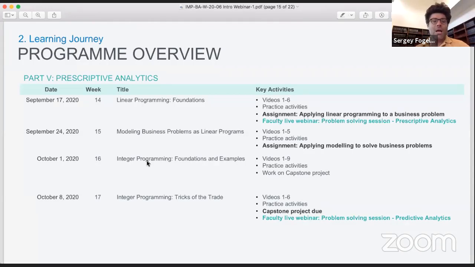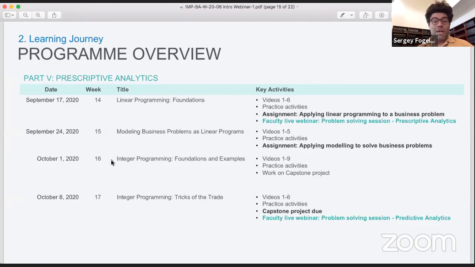So we start with the simplest ways of doing this: linear programming problems. You'll spend a week learning about linear programming, and then another week using linear programming to model business problems. Then we'll get into something a bit more complicated in weeks 16 and 17: integer programming. Again, you'll spend one week understanding the foundations of integer programming, and then another week that's a little more applications focused. And that brings us through all 17 weeks of the program.